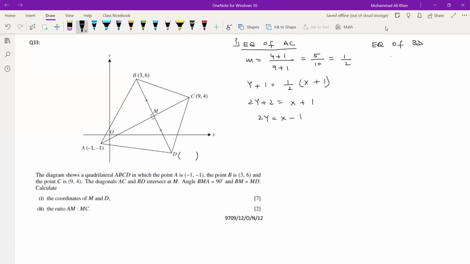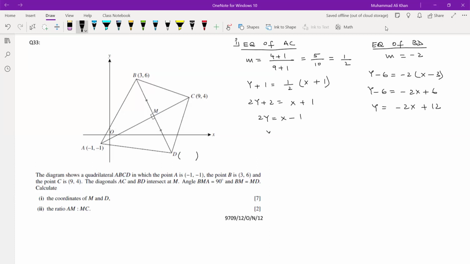Now, after that, the equation of BD. BD is perpendicular to AC. Therefore, the gradient of BD is minus 2. By using coordinates of B, y minus y1 equals m times x minus x1, with x1 being 3. So y minus 6 equals minus 2x plus 6, and y equals minus 2x plus 12. The two equations are here. Now we have to solve them simultaneously.